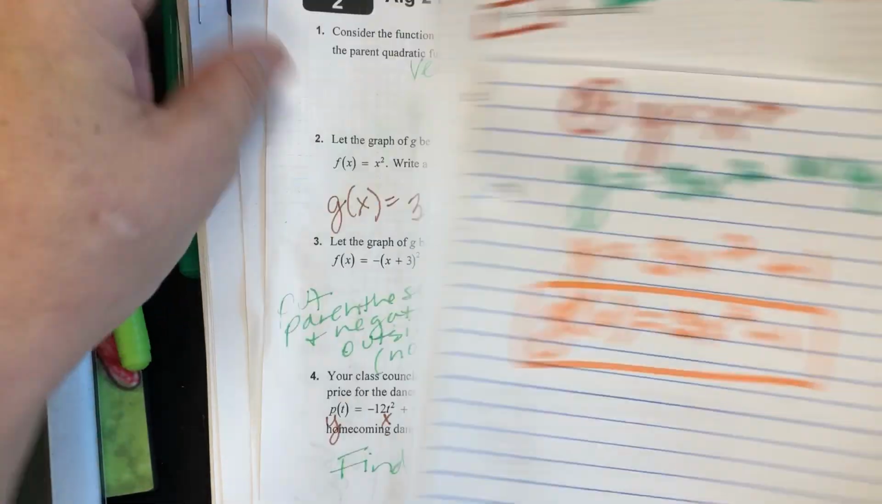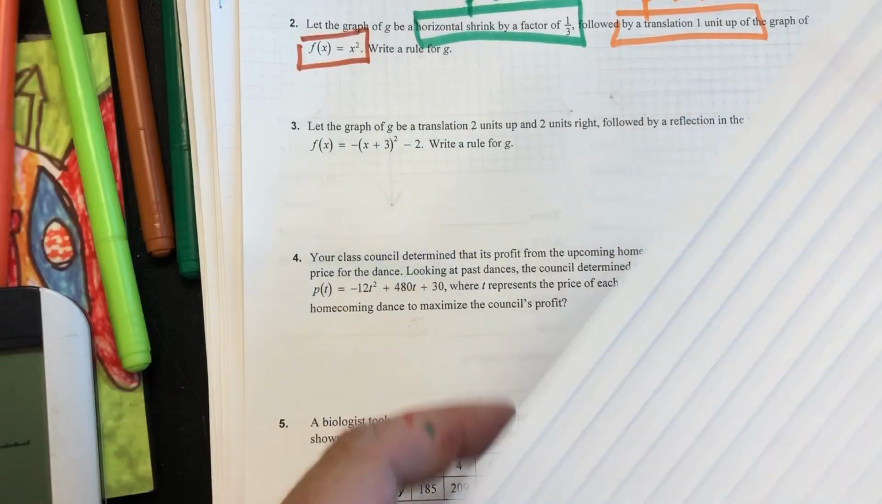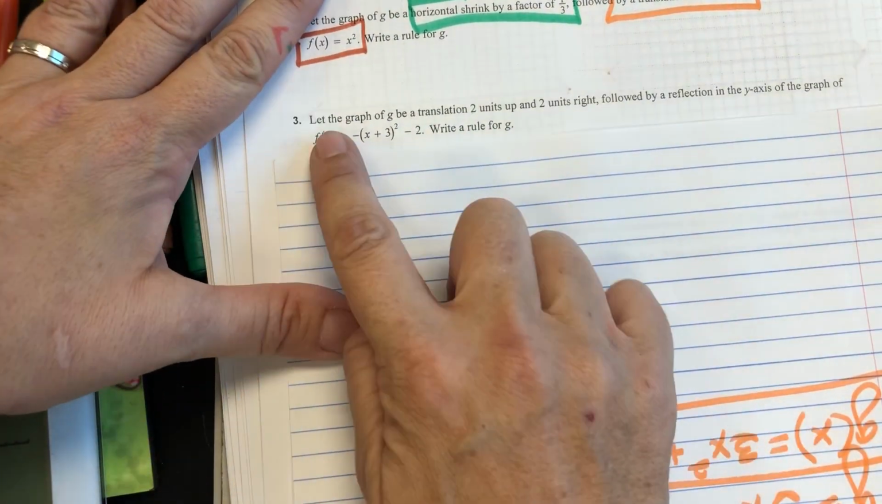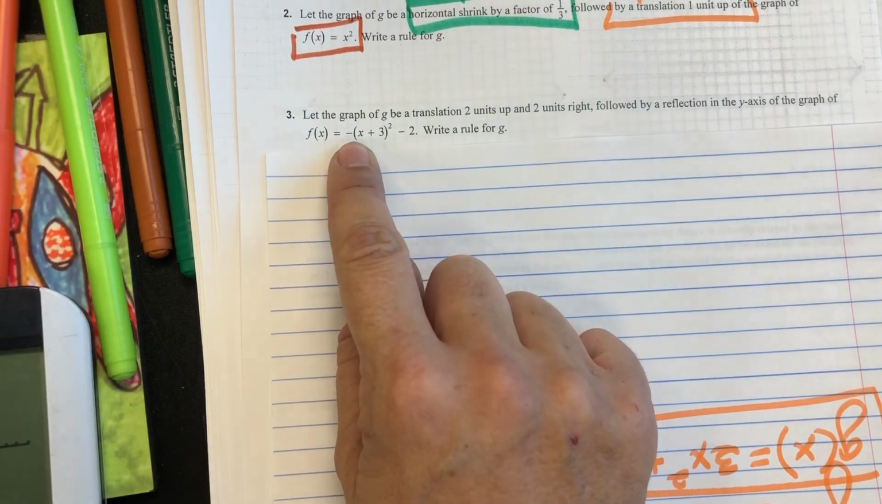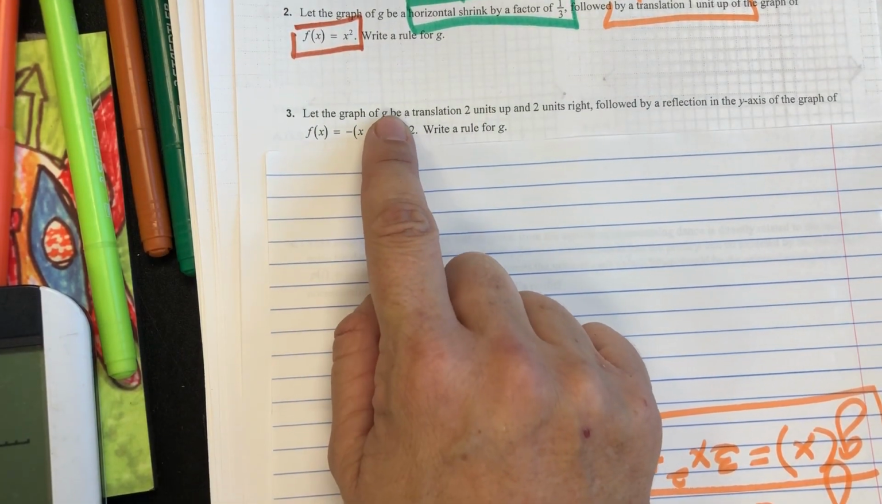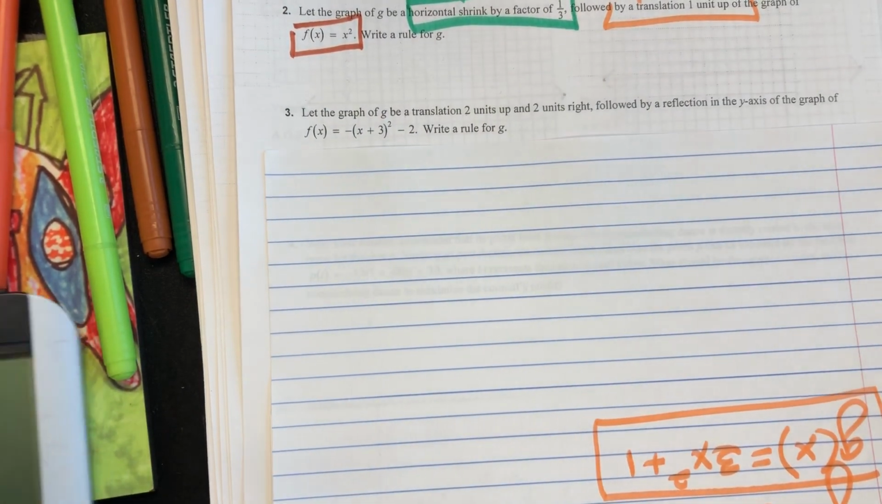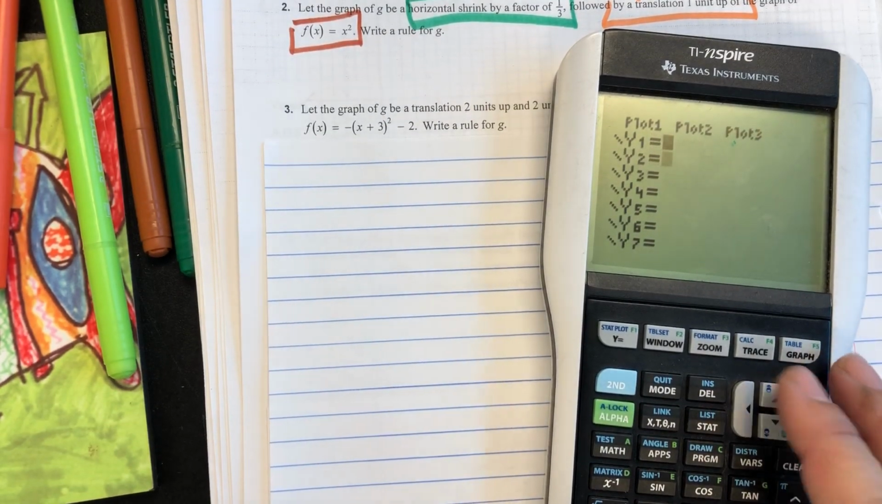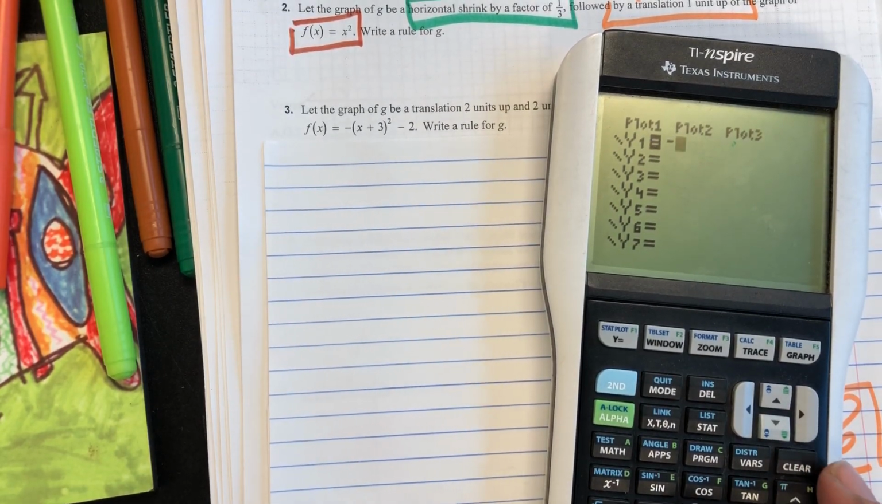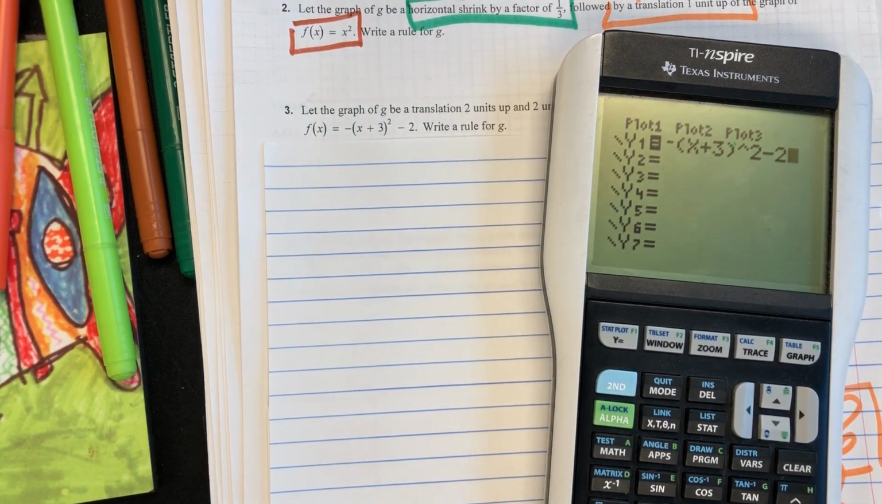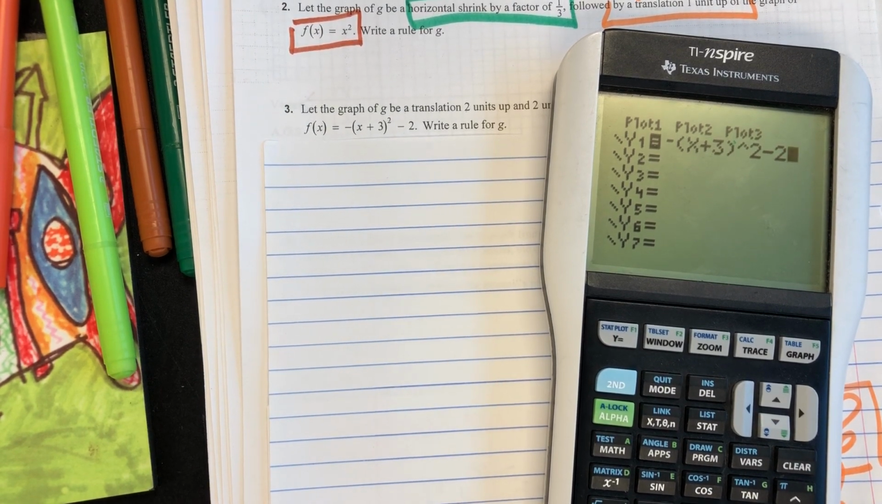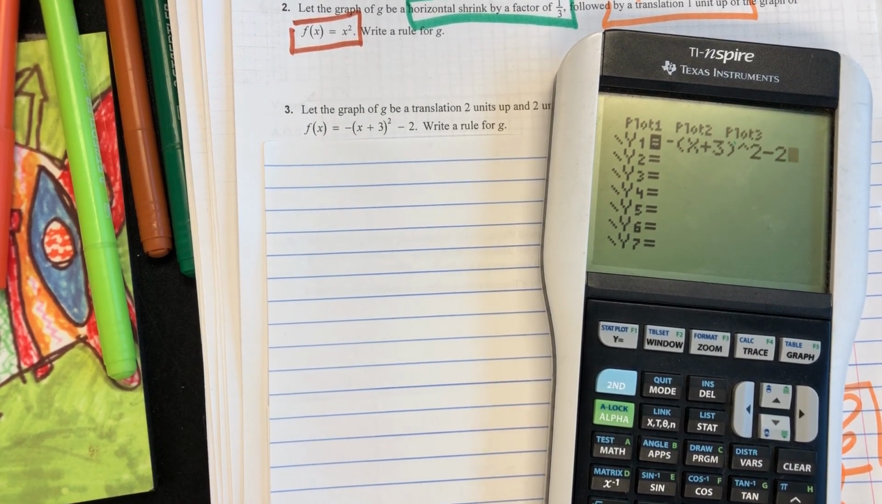So, problem number 3. With this one, we've got a much more in-depth function that we're starting with: the opposite of x plus 3, that quantity squared, minus 2. I'm going to put this starting function in my calculator. Let's take a look at this together, then we'll go through the motions of taking care of the translations that it wants.